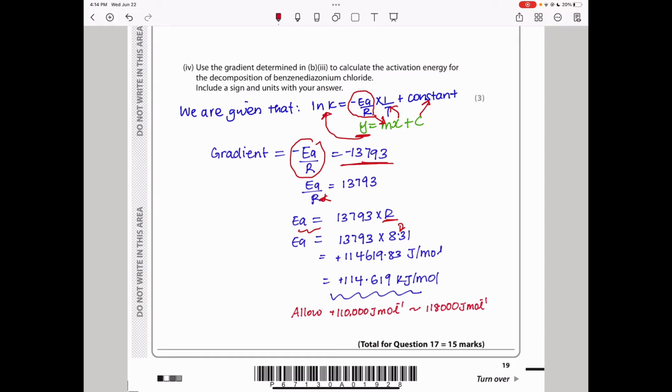So based on the error that will be carried out in the gradient, because many students are going to have different or varying values of gradient, there is an allowance of values between that and that. So I hope that helps you a lot. This brings us to the end of question 17. I will move on to question 18.